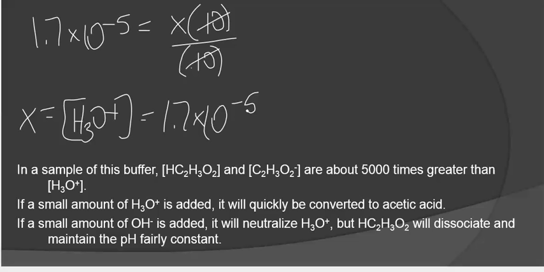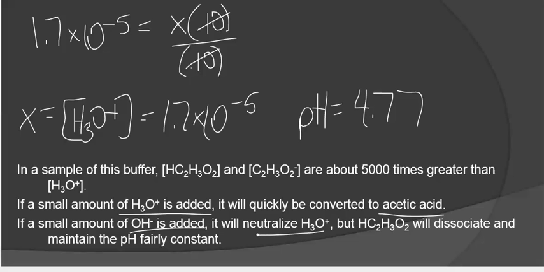We want to calculate the pH. So pH would be negative log of 1.7 times 10 to the negative 5. So pH comes out to 4.77 for this buffer solution. Buffer solution resists changes in pH because if I add a small amount of H3O, it's converted to acetic acid. If I add a small amount of OH, it will neutralize the H3O, but the acetic acid will dissociate and maintain the pH fairly constant.